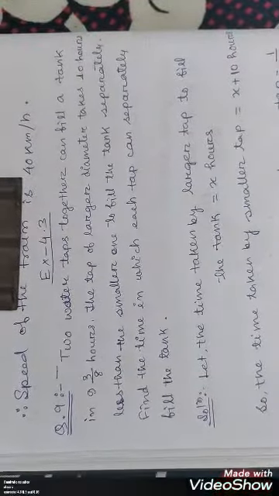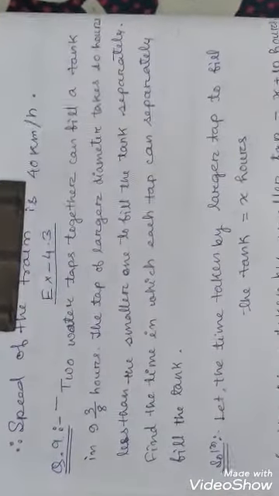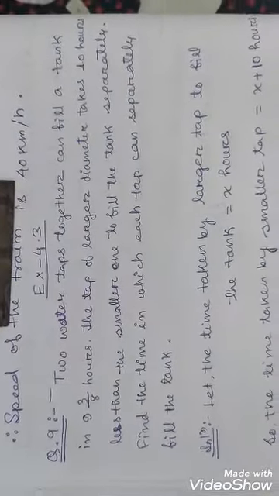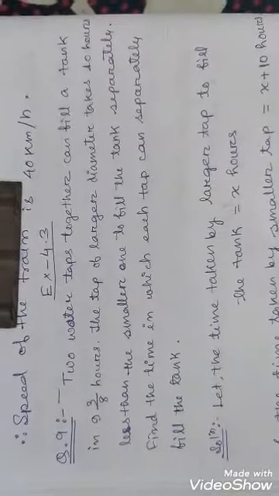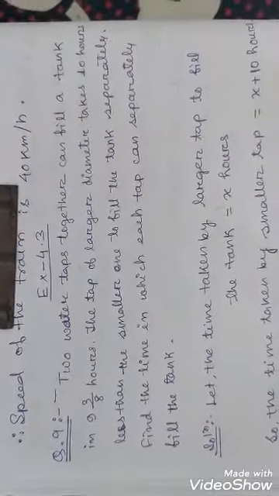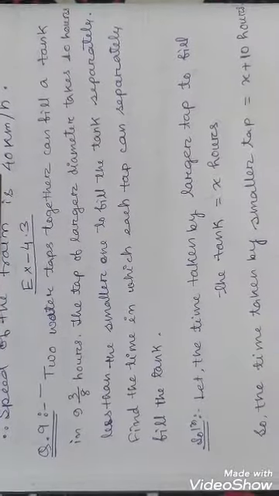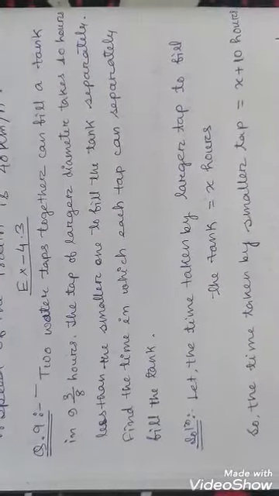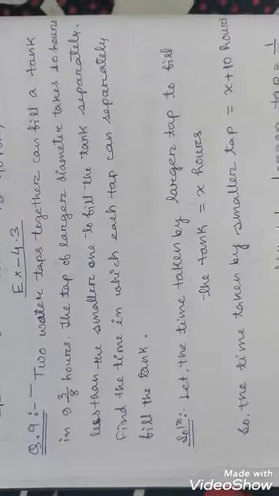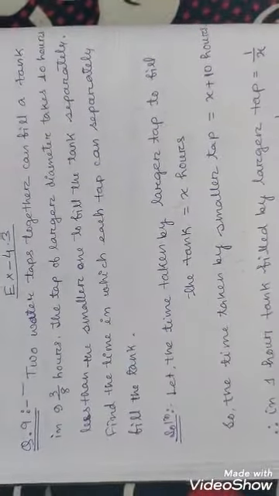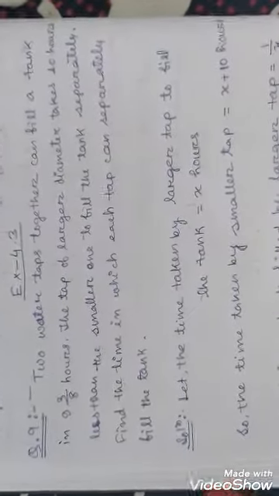Now I will start exercise 4.3, question number 9. I read the question. Two water taps together can fill a tank in 9 3/8 hours. The tap of the larger diameter takes 10 hours less than the smaller one to fill the tank separately. Find the time in which each tap can separately fill the tank.